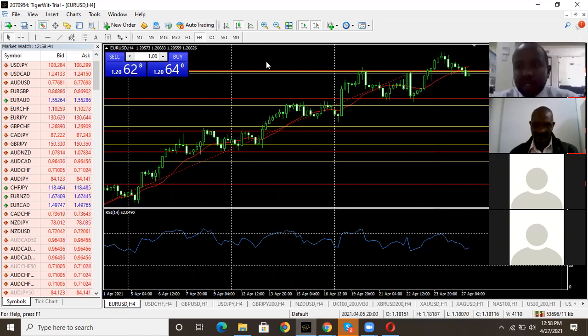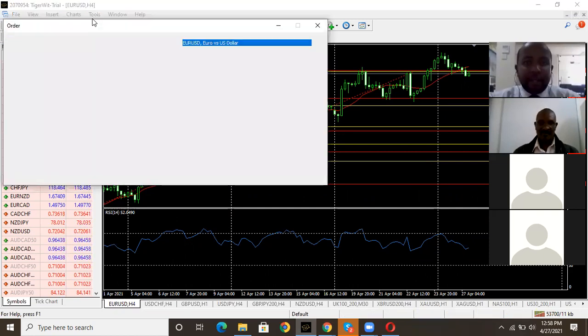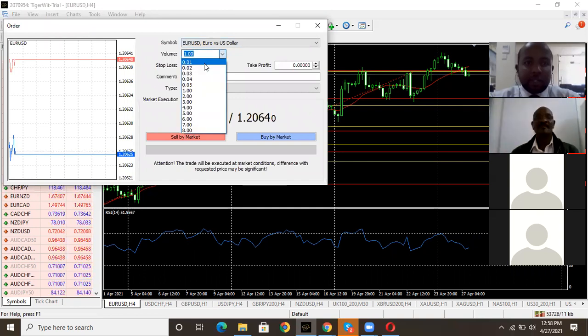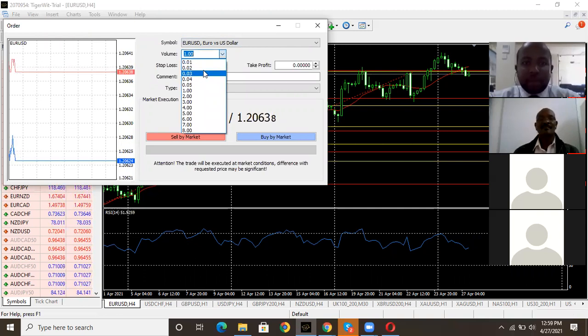So this is new order. If I'm entering a new order here, you just click on this. This will be your MT4. For you to enter, you will see volume here. Can you guys see? This is volume. If I'm doing 0.01 with $1,000, I'm risking around 1% of the account. If I'm doing 0.02, around 2%, 0.03, around 3%, and so forth.